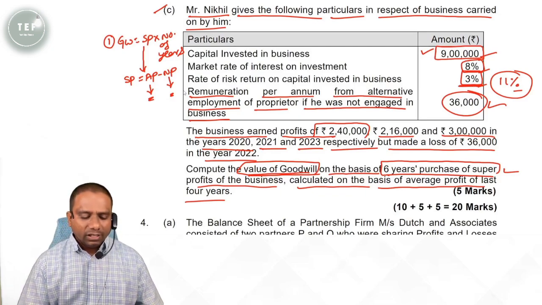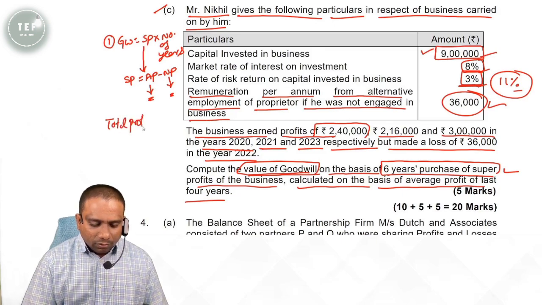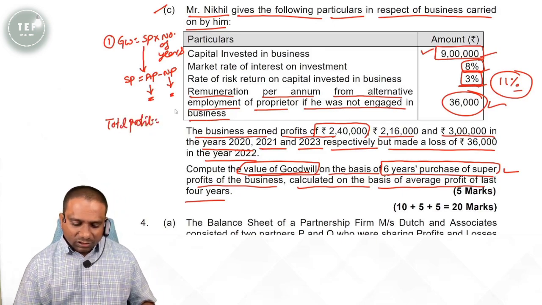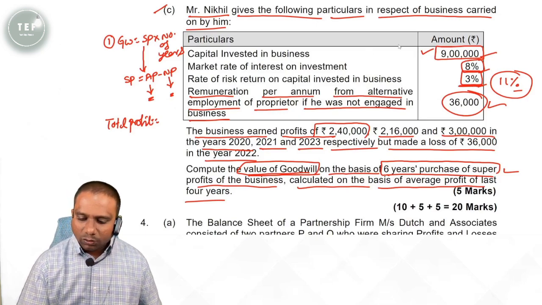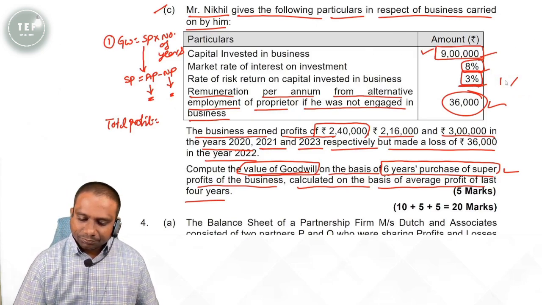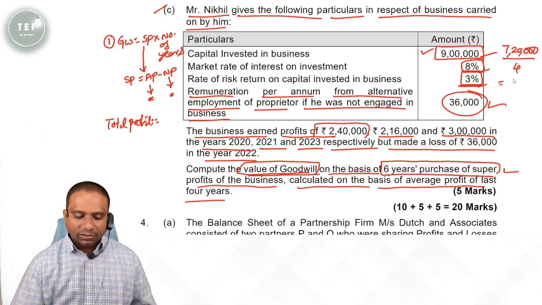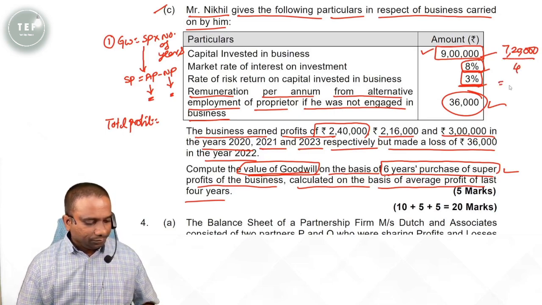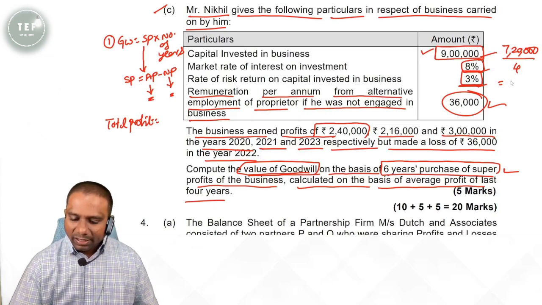Now look at it, first calculate average profit. Nothing but first calculate total profit. Simple. 2,40,000 plus 2,16,000 plus 3 lakhs minus 1 year we have a loss of 36,000. Total 7,20,000, students. 7,20,000 divided by how many years? 4 years. Divided by 4. So 1,80,000.